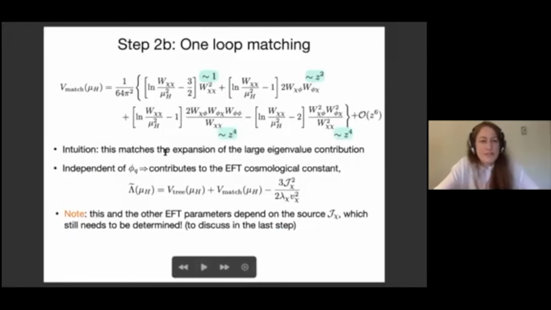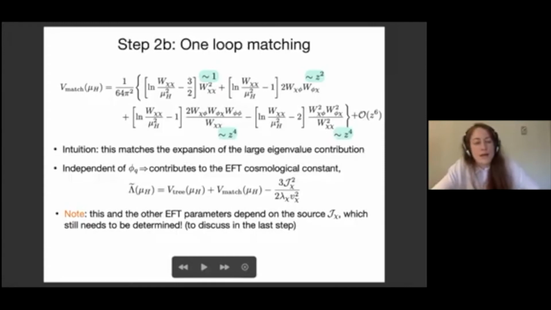Just to be explicit, though you don't really have to pay attention to the particular form, this will give me some contribution to the EFT potential, which again I'm calling V match. This V match will have an order 1 piece, which came from that first vacuum bubble on the previous slide. It'll have an order Z squared piece, which came from the second vacuum bubble I had on the previous slide. It'll have order Z to the 4th pieces. And that's all we need to compute to the order to which we're working.